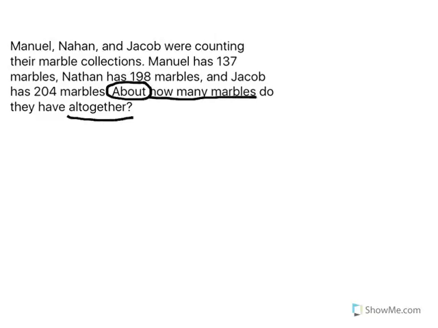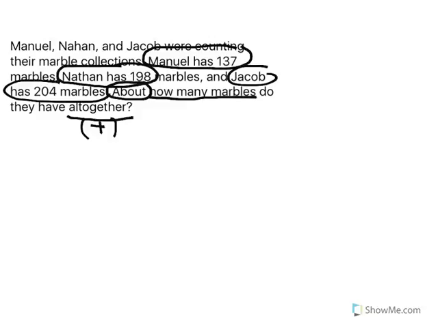How many marbles altogether. Now the word altogether signals addition. When I want everything put together, I want to add them. So now I need to look for my information. Manuel, Nathan, and Jacob were counting their marble collections. Manuel had 137 marbles, Nathan had 198 marbles, and Jacob has 204 marbles. So I know I want all of them all together. I need Manuel with his 137, Nathan with his 198, and Jacob with his 204.